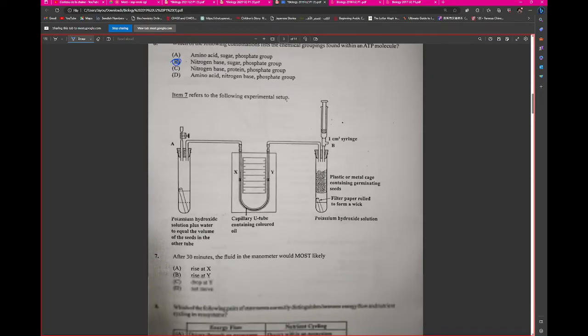So let's look at this now. We're looking at all this apparatus. After 30 minutes, the fluid in the manometer would most likely what? We're seeing potassium hydroxide solution plus water to equal the volume of seeds right here. What does potassium hydroxide do in this case? Come on, guys. What would it do?